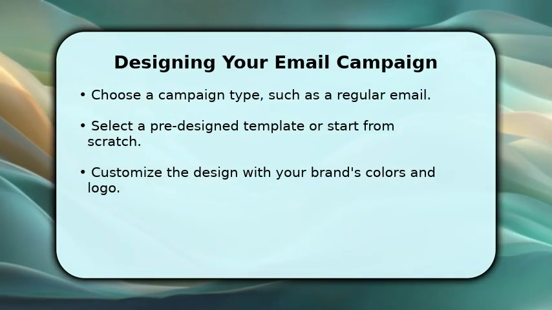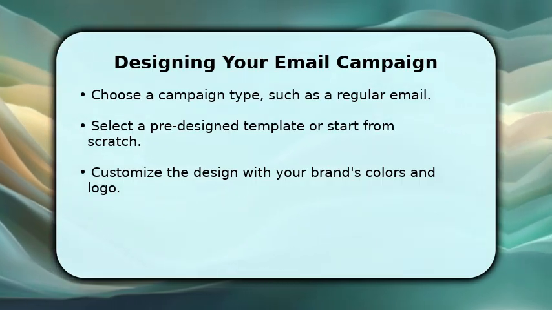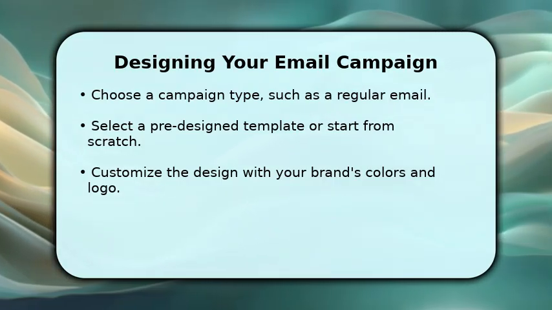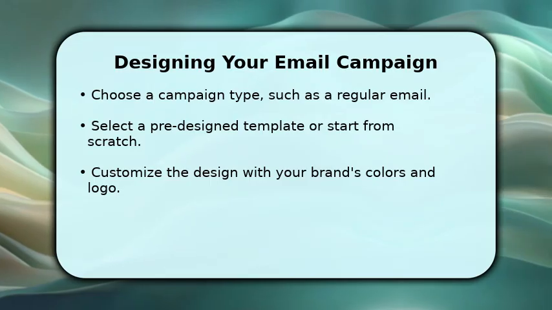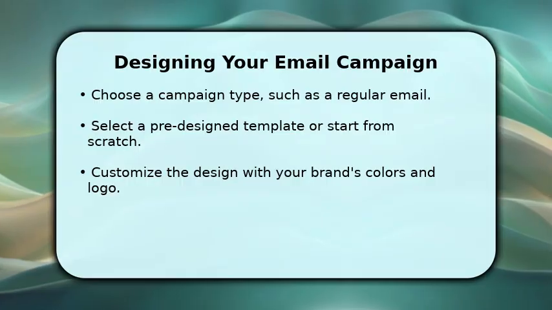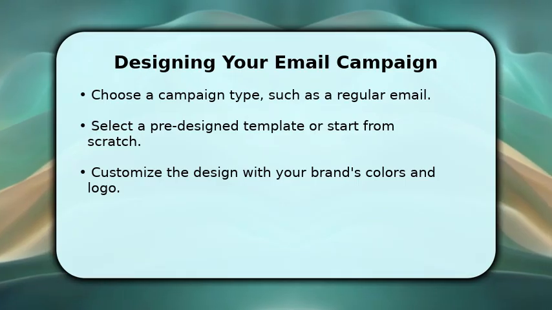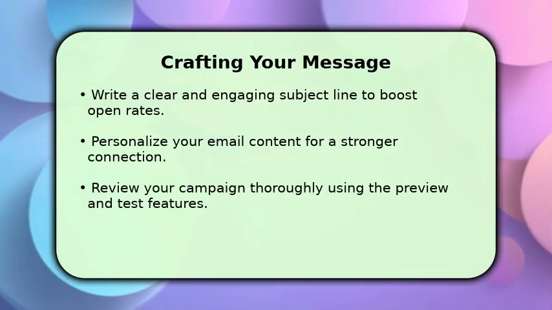Begin by selecting a campaign type, like a regular email. Mailchimp offers many pre-designed templates, or you can build one from scratch to perfectly match your brand. Customize the layout with your unique colors, fonts, and logo. Then, add your engaging content, high-quality images, and clear calls to action to encourage your subscribers to take the next step. Crafting an effective message is crucial for your newsletter's success.